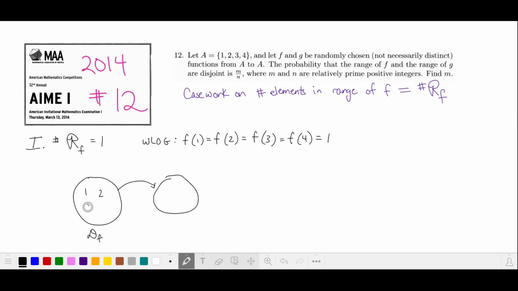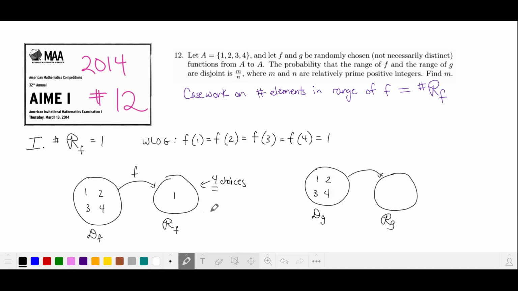These are the 4 elements in the domain of F, and it matches to one element in its range. We actually have 4 choices for what that range can be: 1, 2, 3, or 4. The range of G must be disjoint from the range of F. The domain of G is also these 4 elements. Being disjoint from this set, for example 1, means that the range of G consists of the other 3 elements, 2, 3, and 4 in this case.